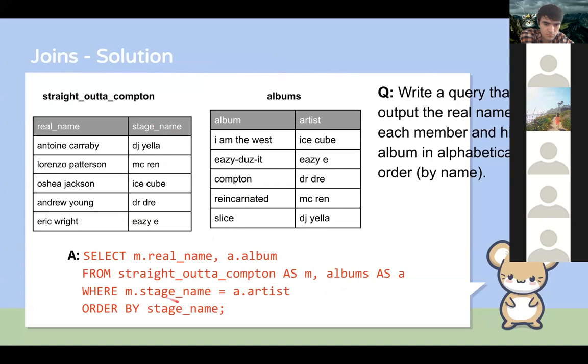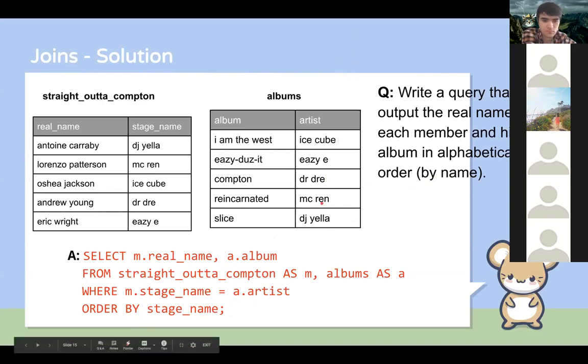One thing I like to note though is that instead of a double equals sign like we did in Python, in SQL, a double equals is equivalent to just a single equals, okay? So that's just something to look out for. And because we want to order it in alphabetical order by name, we just order it by the stage name, okay? And again, you can add an ascending keyword here. Both answers would be correct. Okay, any questions on this one?